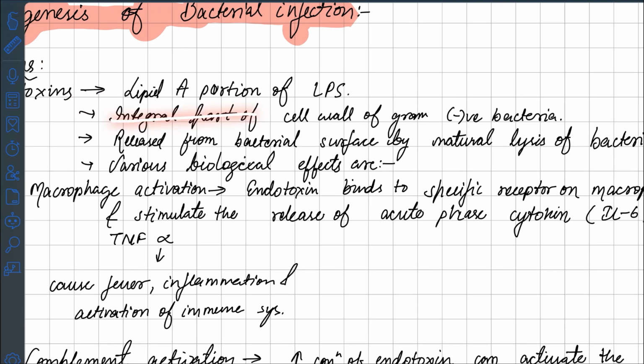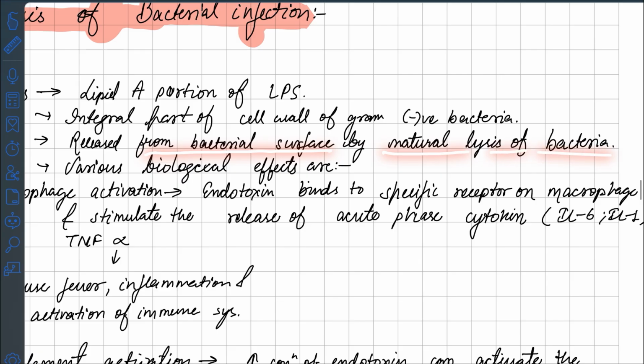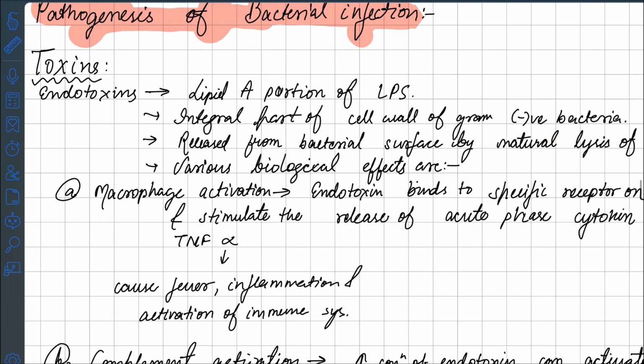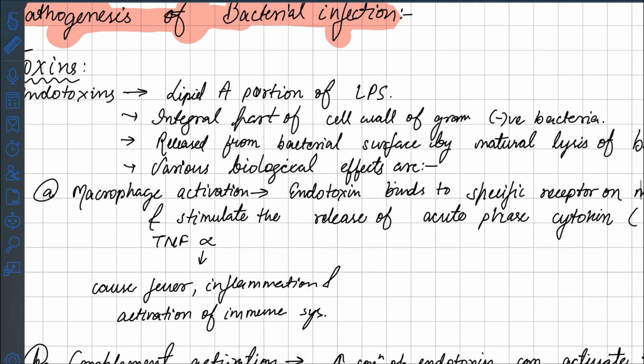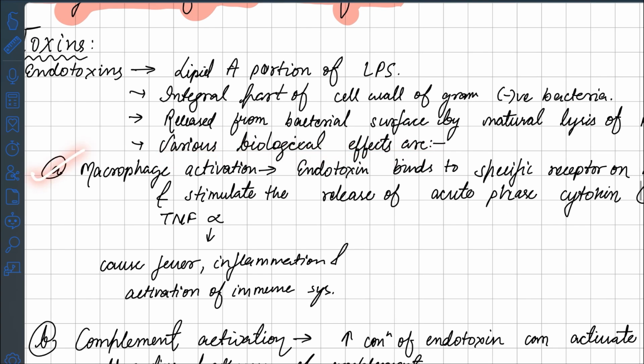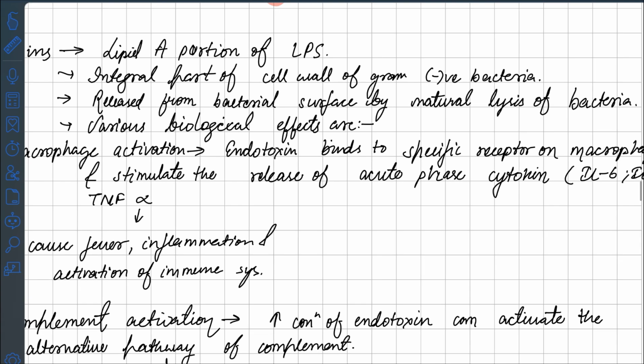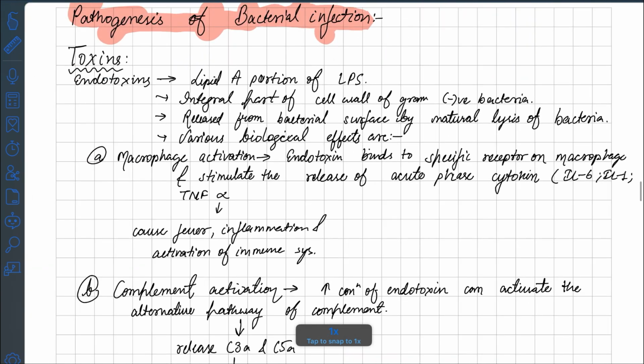These are the integral part of cell wall of gram-negative bacteria, and they are released from bacterial surface by natural lysis of the bacteria. So bacteria does not secrete it, but bacteria actually undergoes the process of lysis or burst to produce this endotoxin. The various biochemical effects of this endotoxin are: first, macrophage activation. Please look into this part really carefully.